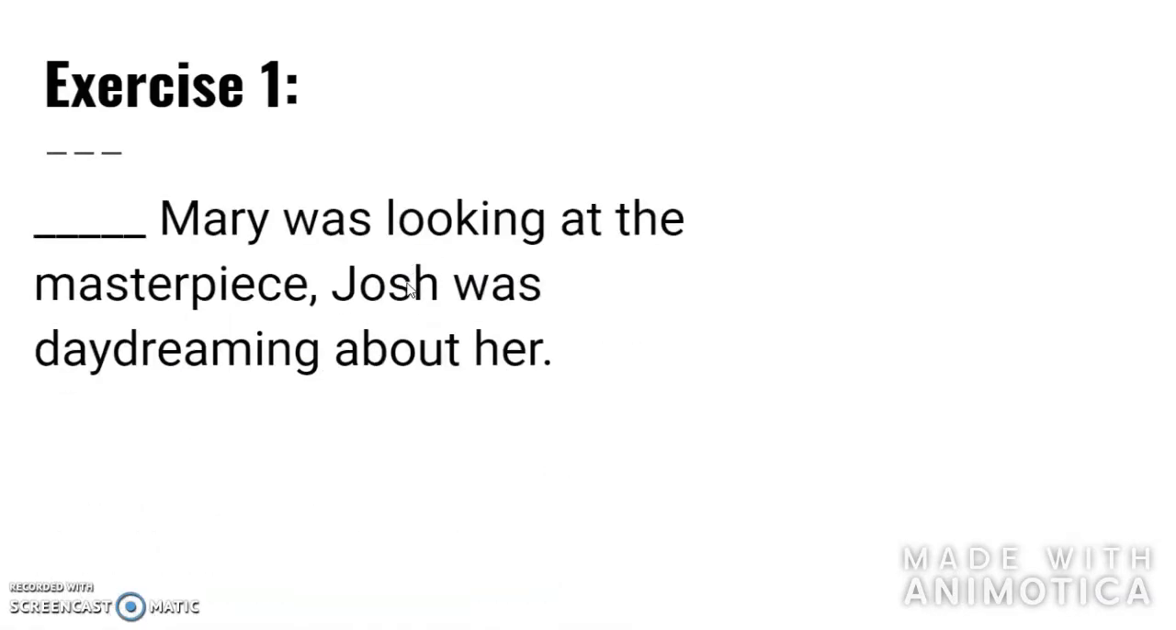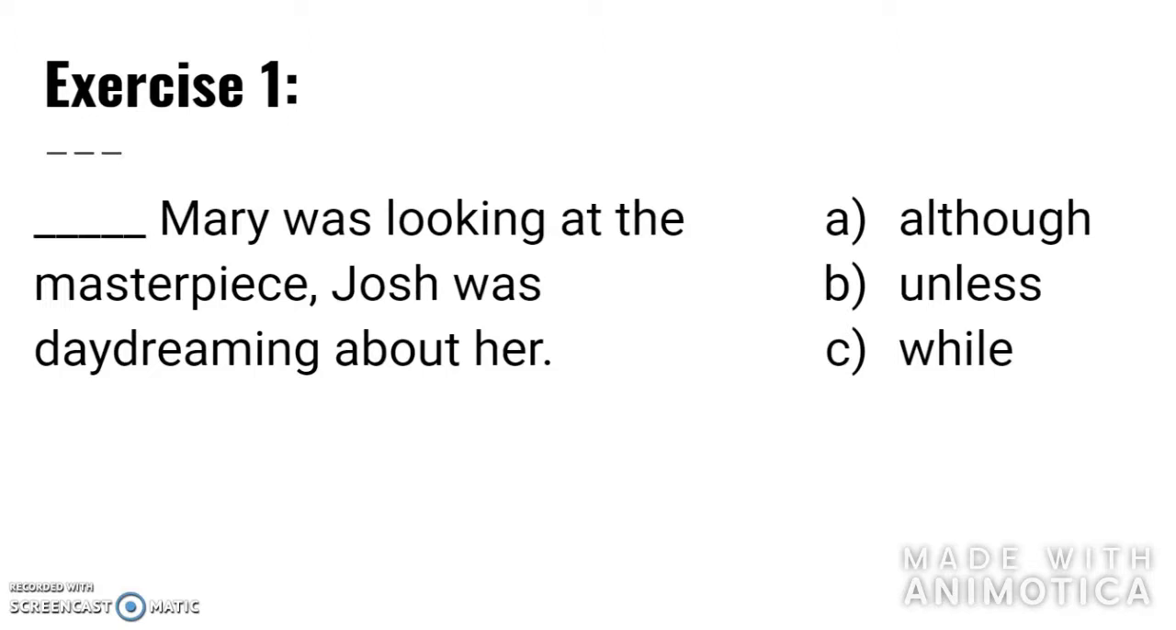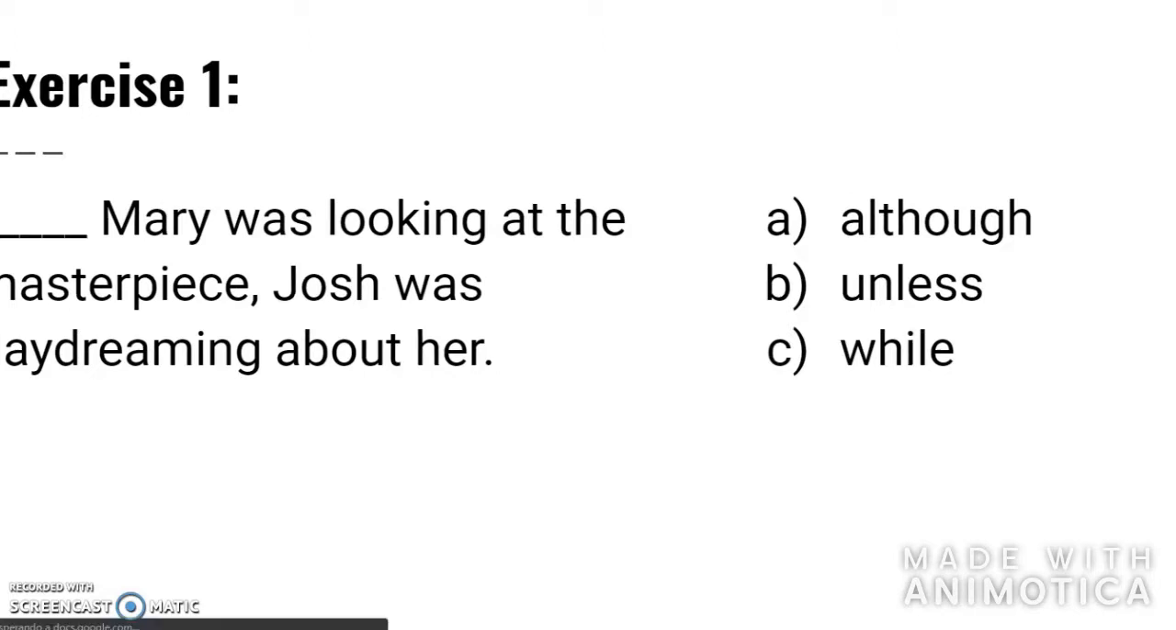Let's go with exercise 1. Blank, Mary was looking at the masterpiece, Josh was daydreaming about her. The alternatives are although, unless, and while. In this case, the correct alternative is while. So it would be: while Mary was looking at the masterpiece, Josh was daydreaming about her, because while means in the meantime.